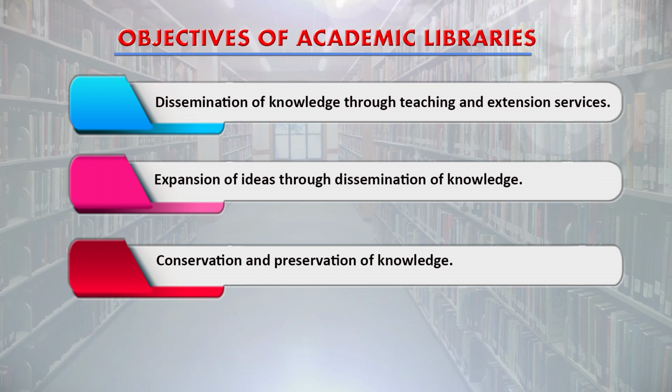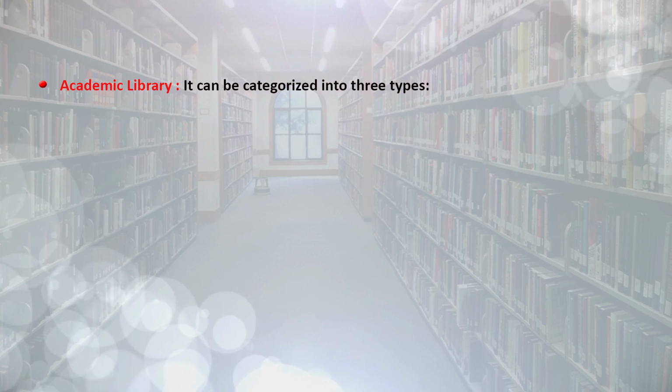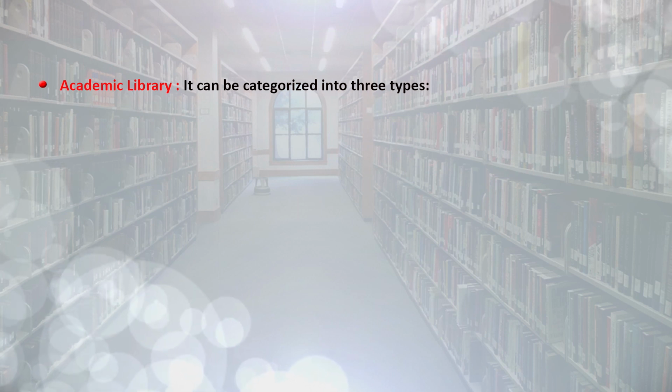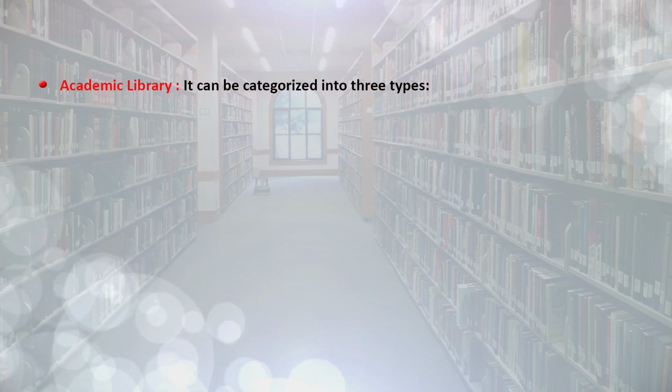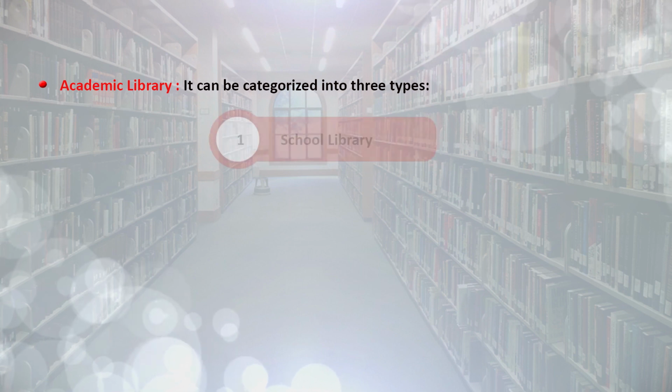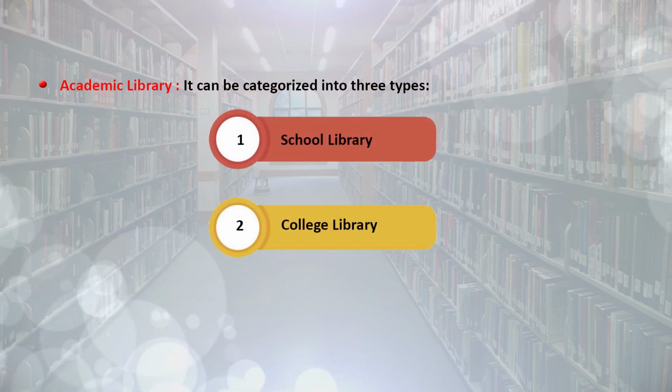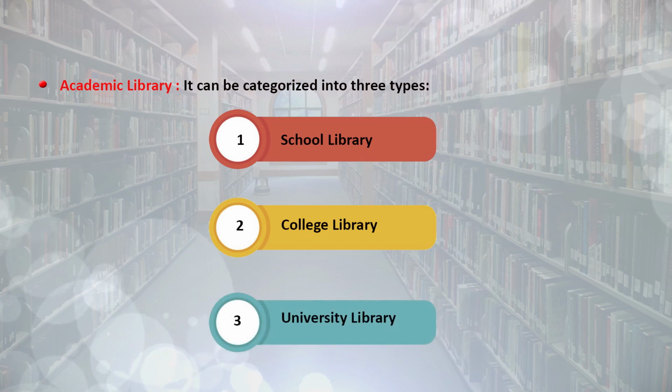Conservation and preservation of knowledge, as we know, is an important function for any library. Now, coming to the types of academic libraries. Academic libraries are generally of three types: school library, college library and university library. Starting from the first one, that is the school library.